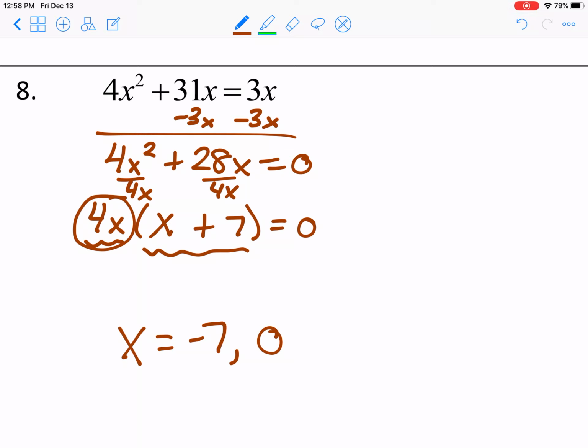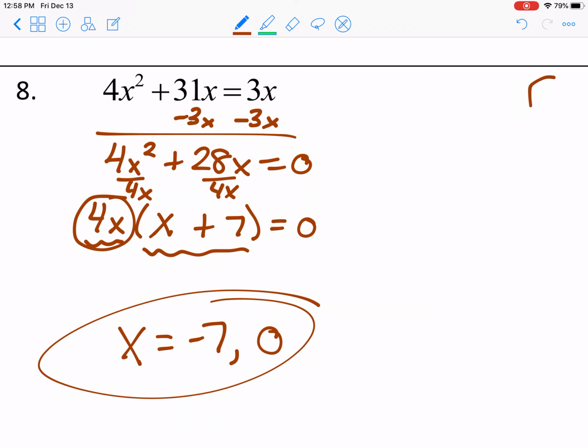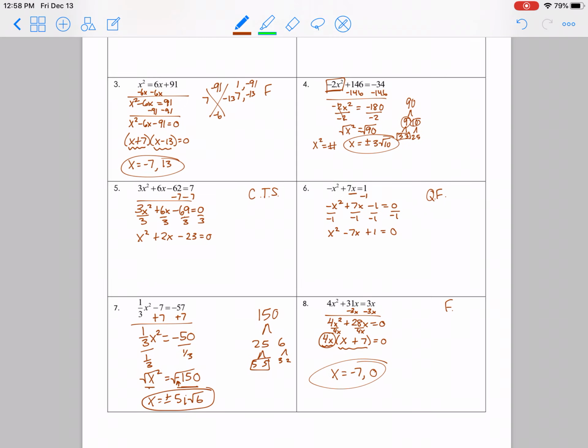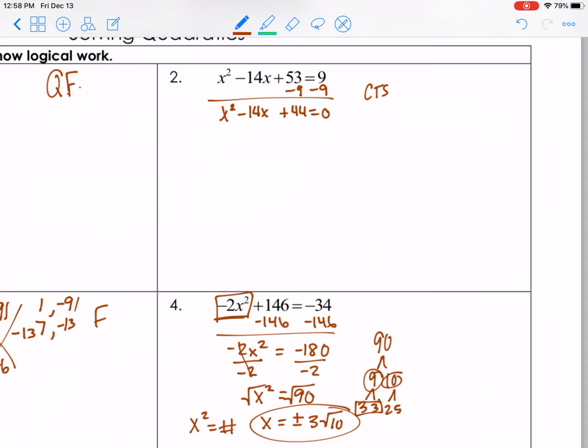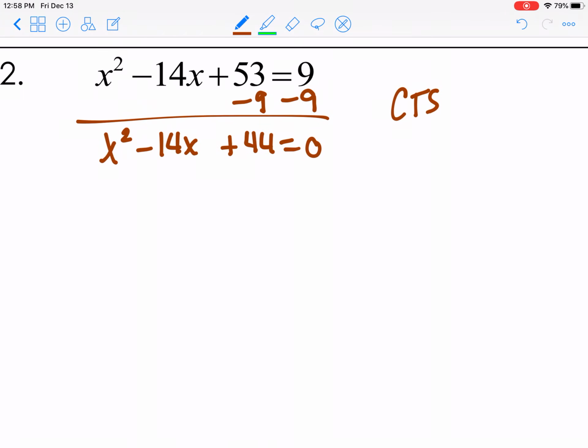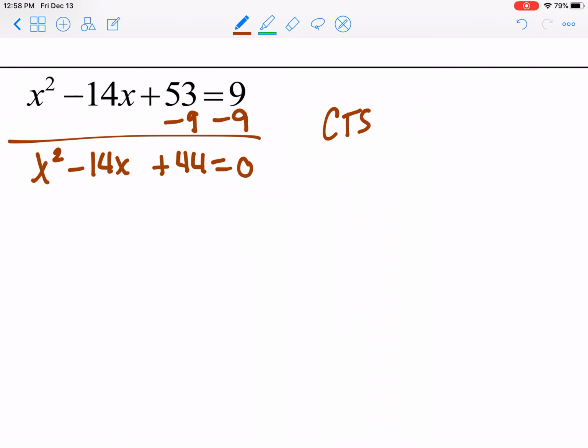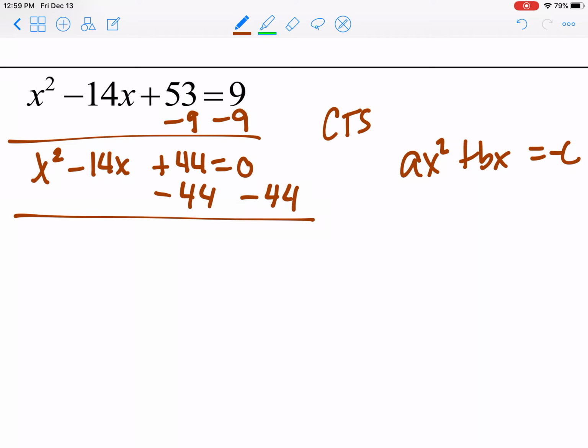Okay. All right, so we were able to do a couple of factoring problems. Maybe let's head to the completing the square problems next. We've got 2 of those. So in this one, what we want to do for completing the square is we want it to look like ax squared plus bx equals -c. We're going to move the constant over to the other side. And this works best when a is 1. So x squared minus 14x equals -44.